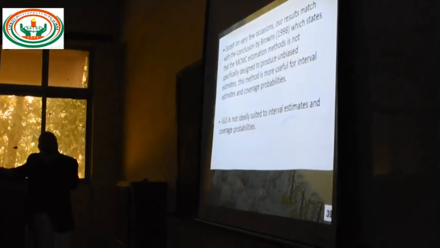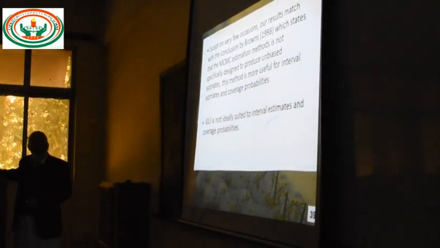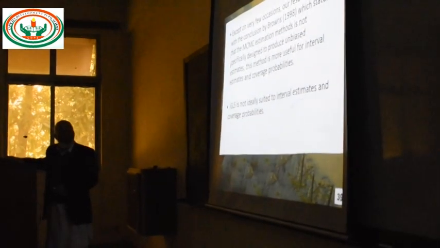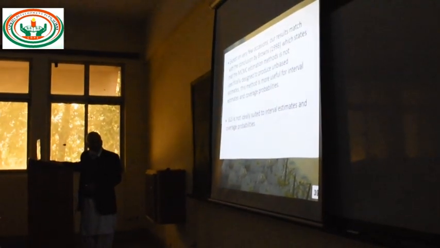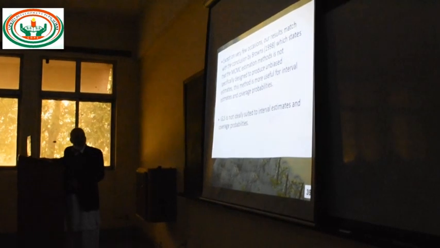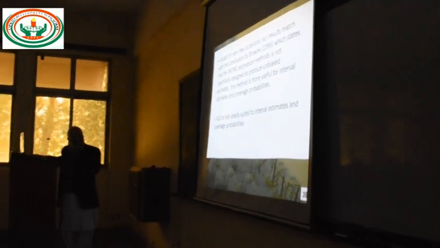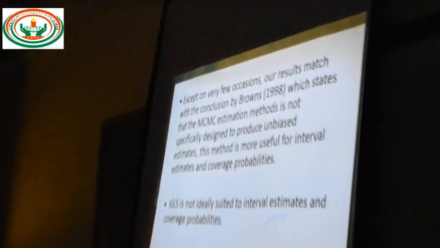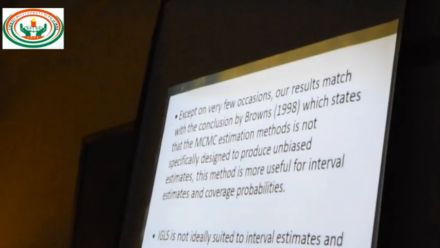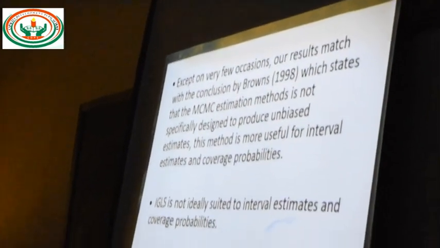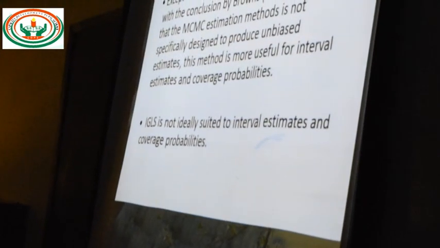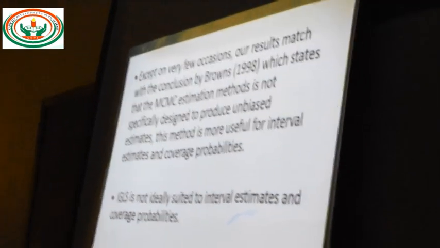Except on very few occasions, our results closely match the research carried out in 1998, which states that the MCMC estimation method is not specifically designed to produce unbiased estimates. This method is more useful for interval estimates and coverage properties. IGLS is not ideally suited to interval estimates and coverage properties.